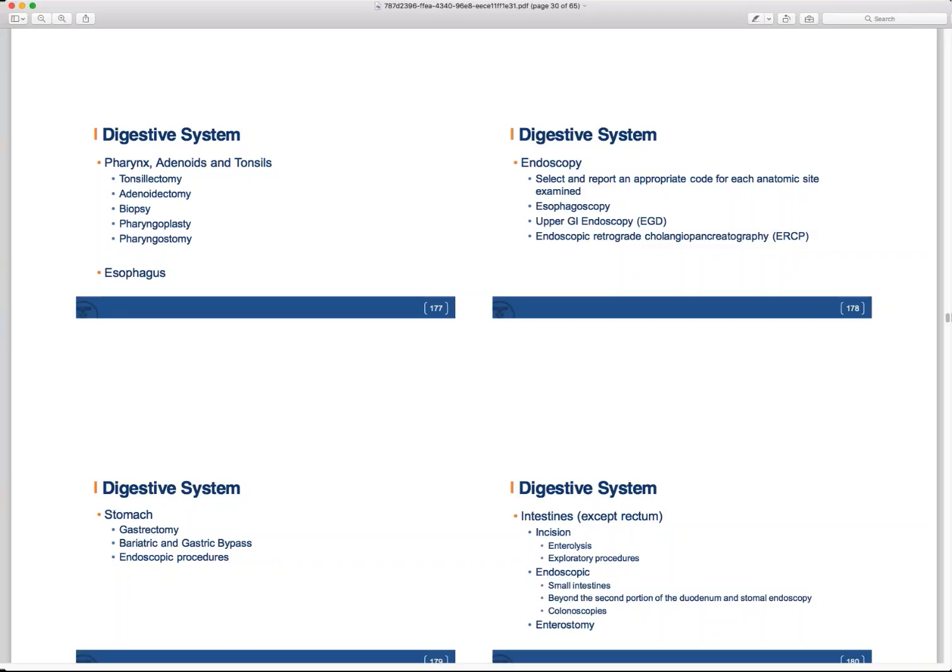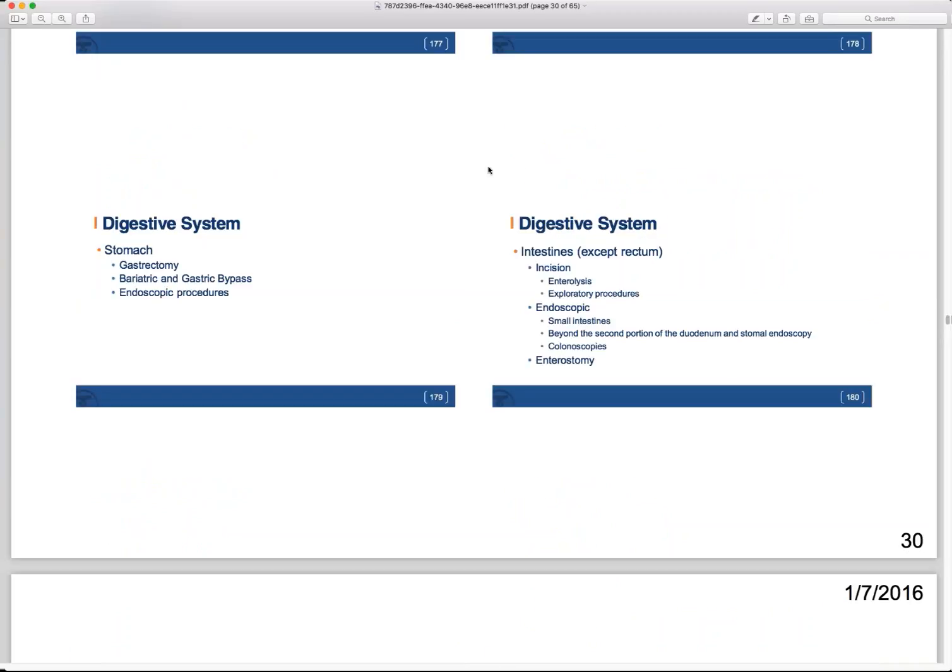Okay. And some of the indications to help you understand that it is a laparoscopic procedure, they will state that the provider used a laparoscope, or they'll say laparoscopically performed. Okay. So those are 2 indicators for you to know how the actual procedure was performed. Okay. Some of the common ones for the digestive system they have here: gastrectomy, bariatric surgery, and gastric bypass surgery.